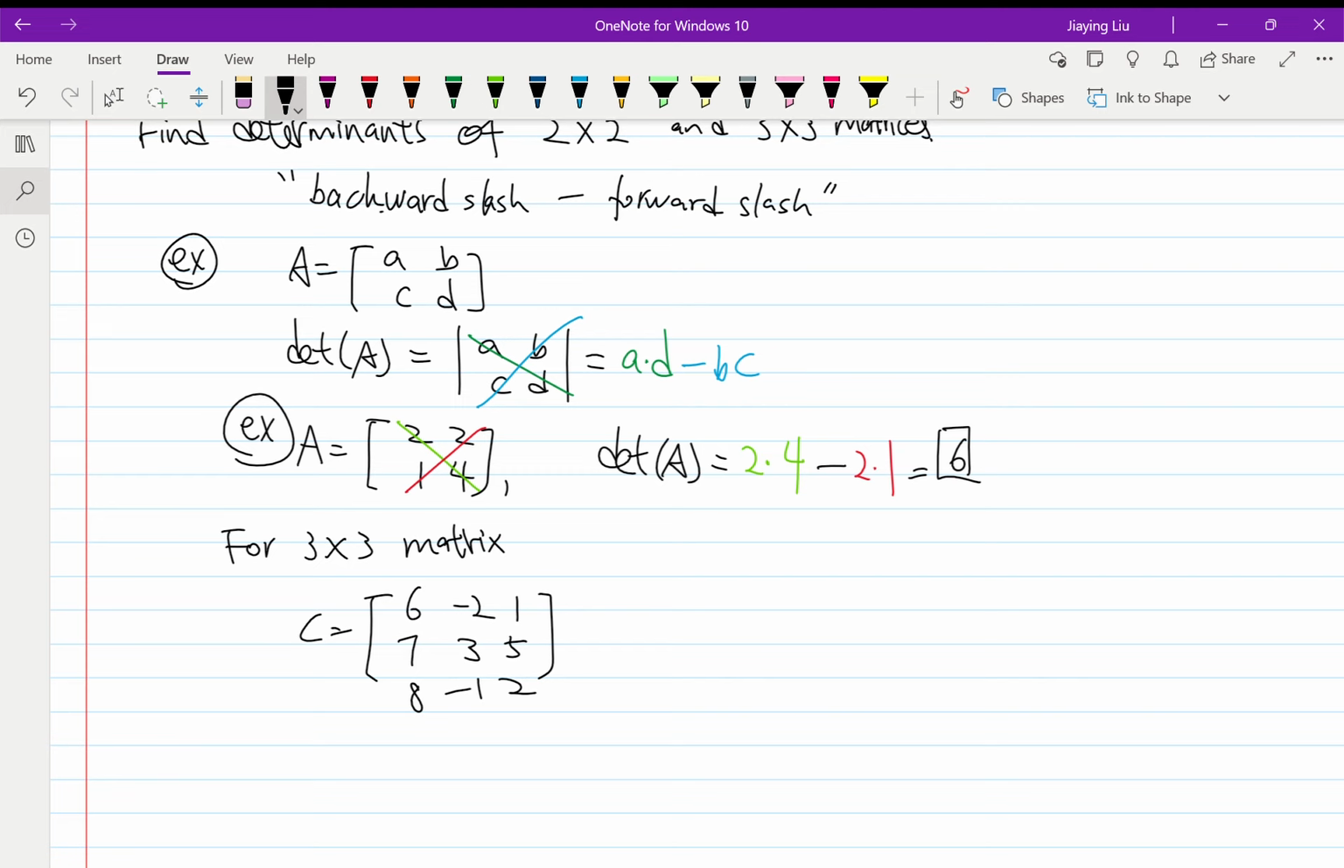And if I want to find the determinant of C, now because we have more numbers, we can't just draw one backward slash and one forward slash, and that will not give us a determinant. So what we're going to do here is rewrite this matrix.